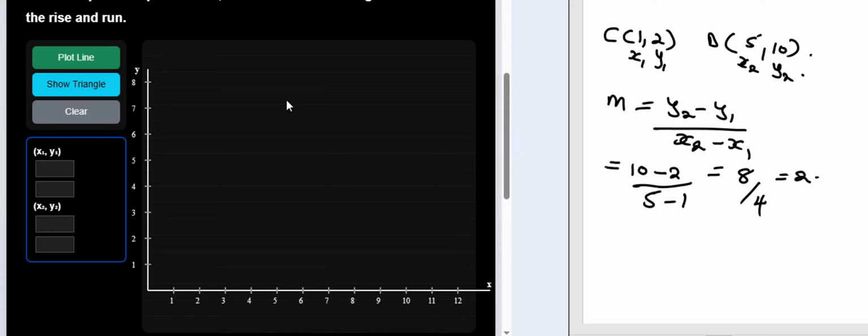Let us verify from our graph if the vertical change of this line is 8 and the horizontal change is 4. So we had our coordinates. The first one was x1 was 1, and y1 was 2, and x2 was 5, and y2 was 10. So if I plot the line and then show the triangle, you'll see change in x, which is the horizontal change, is 4, as we got here, and the vertical change is 8, which is change in y. So we are correct.